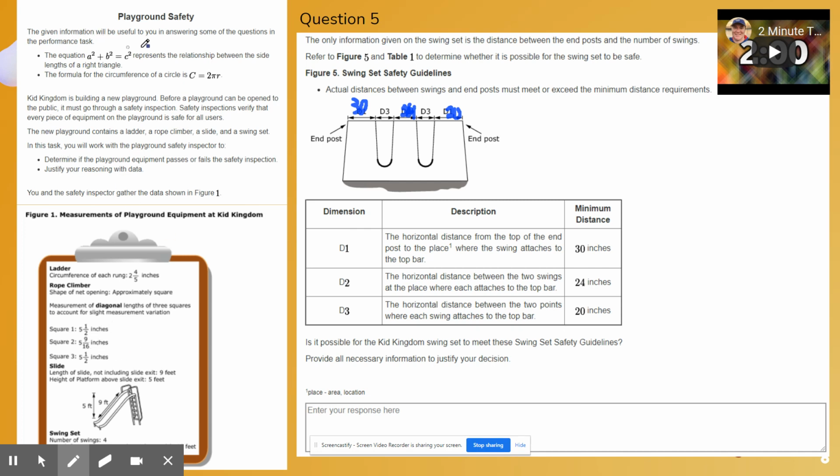The given information will be useful to answering the questions below. Kid Kingdom is building a new playground with safety inspections. The new playground contains a ladder, rope slide, and swing set. This task is to determine whether the playground passes. You're the safety inspector. So the ladder, slide, and the swing set. I've got to move this box so we can see what it says.